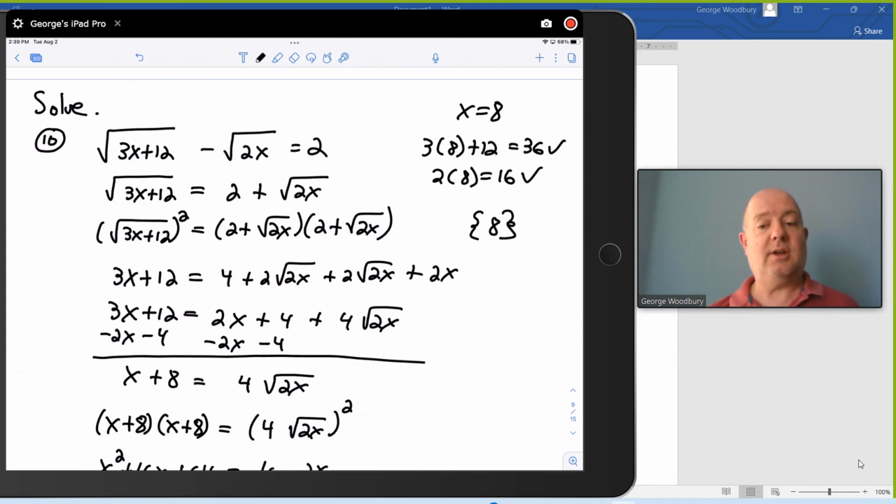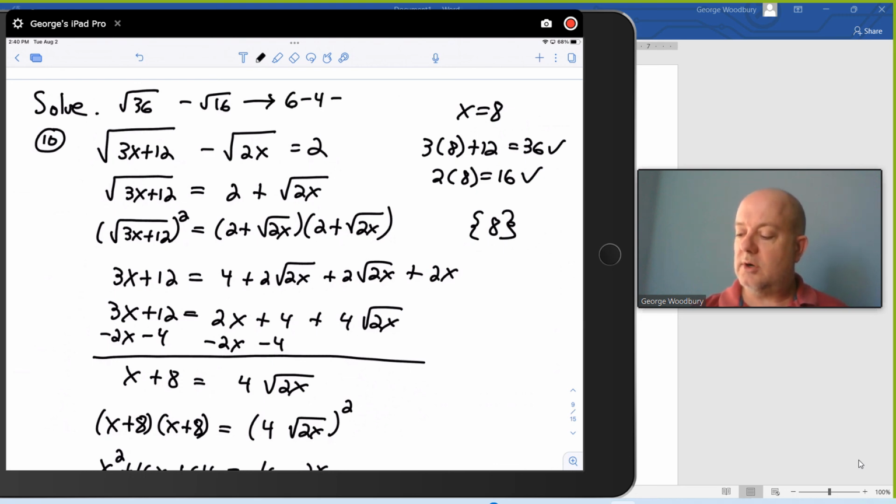Now, the check that I've done here is just checking to make sure that it's not an extraneous root. I didn't actually check to see if it worked, but if we did that, we would have had the square root of 36 minus the square root of 16 on the left-hand side, but that's just another way to write 6 minus 4, which is 2. So it checks, the arithmetic checks as well.